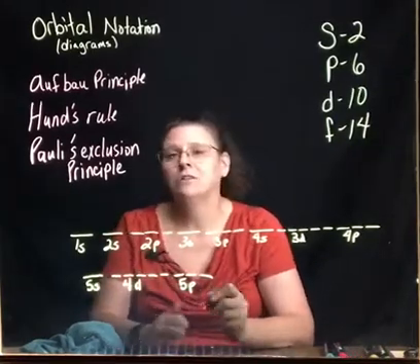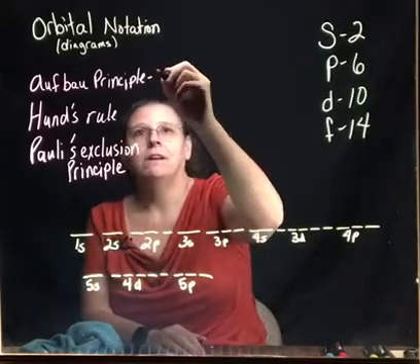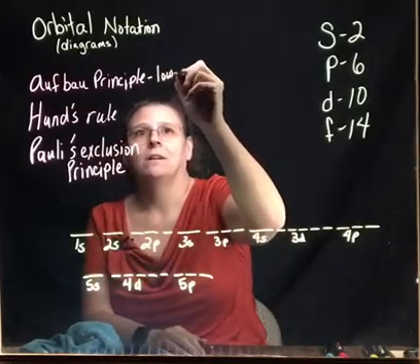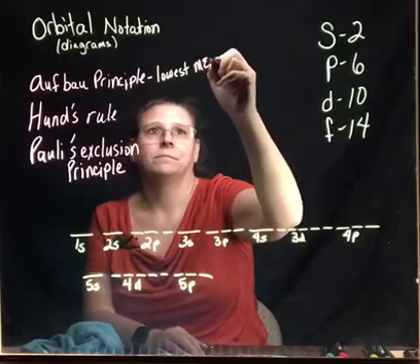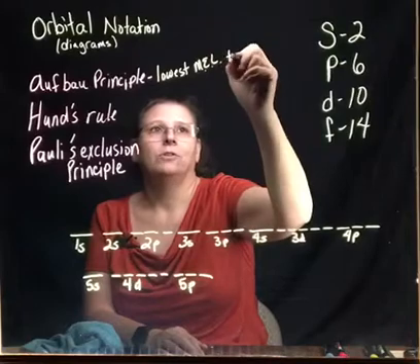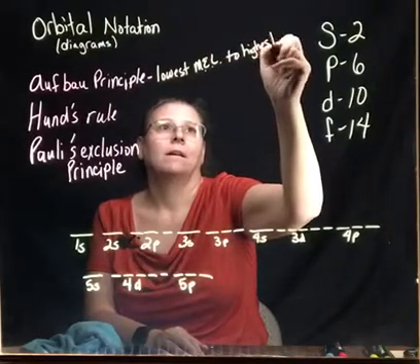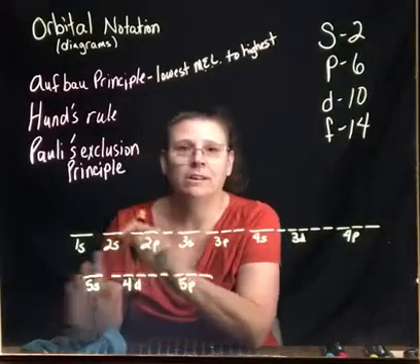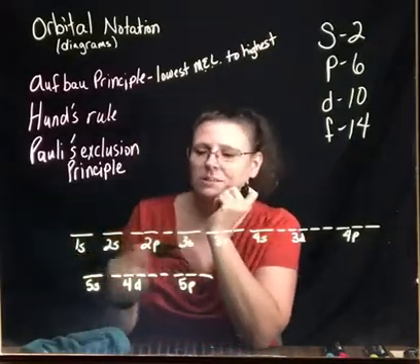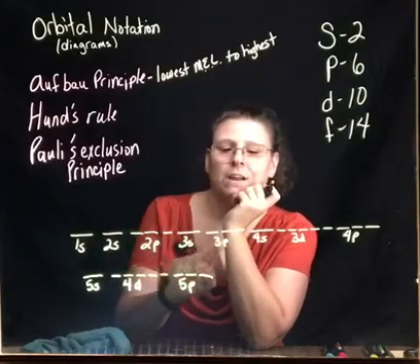Okay, so here's what we have. First thing we're going to do is the Aufbau principle. The Aufbau principle says that you fill up from the lowest main energy level to highest. So what that means is the 1s level has to be filled before we can put anything in the 2s level. The 2s has to be filled before we can go to 2p. 2p has to be filled before we go to 3s, and so on.